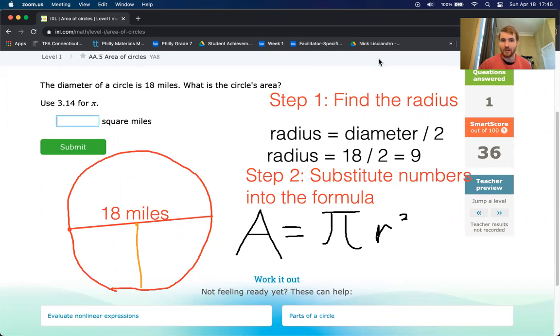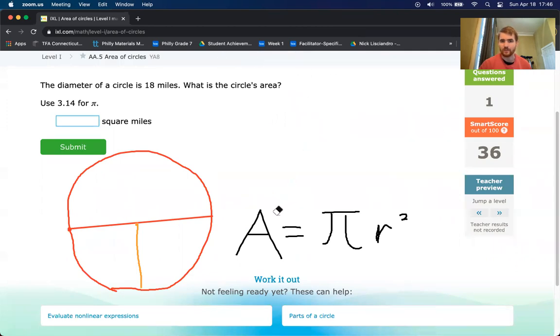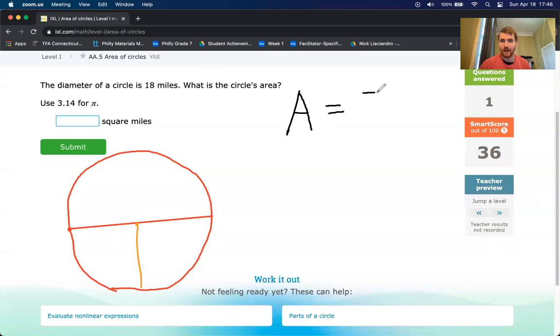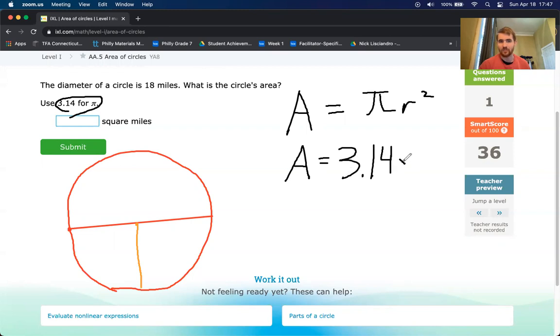So I'm actually going to clear this now. If you want to take notes, you can write this down, just so I have more space to write. So we have the radius is equal to 9. We're using the formula A equals pi r squared. We're substituting in. It tells us to use 3.14 for pi, which is what I would always recommend you use. So pi is 3.14, and the radius is 9. We found that by taking the diameter and dividing by 2. So 3.14 times 9 squared.